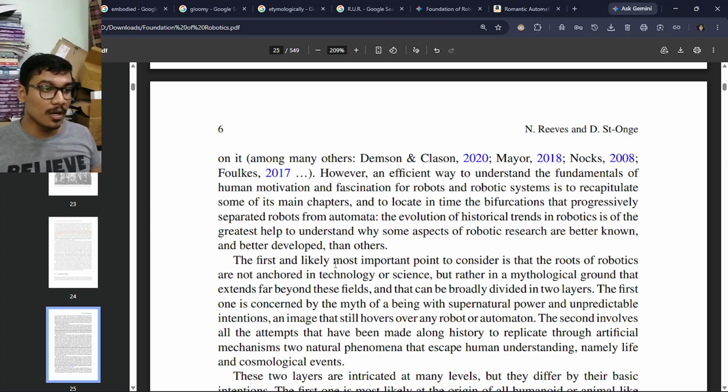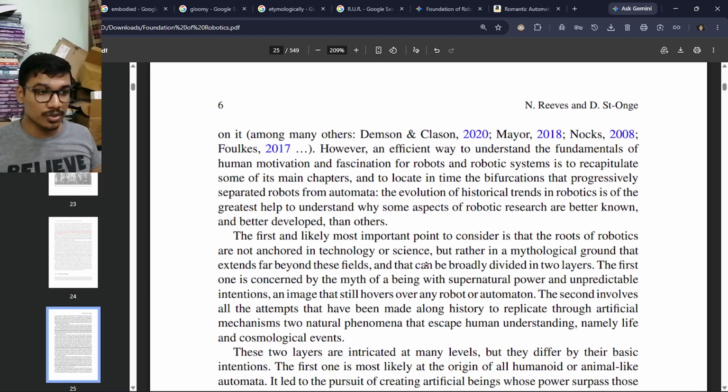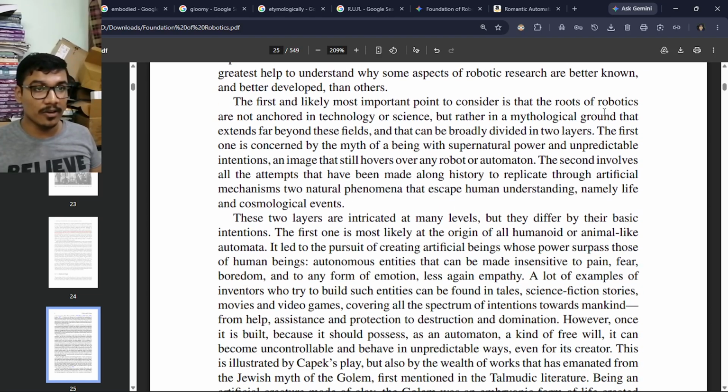The first and likely most important point to consider is that the roots of robotics are not anchored in technology or science, but rather in a mythological ground that extends far beyond these fields, and that can be broadly divided into two layers.